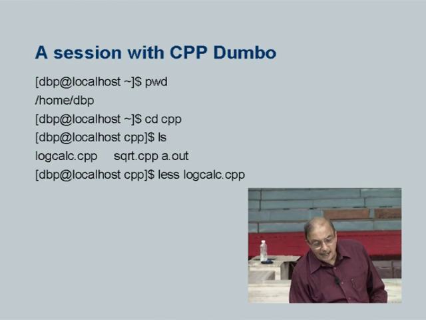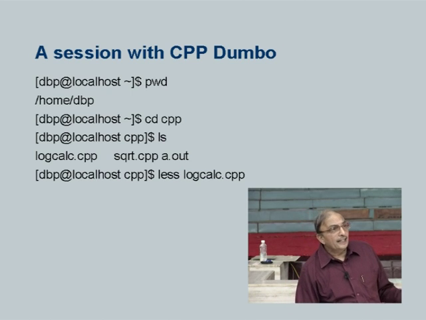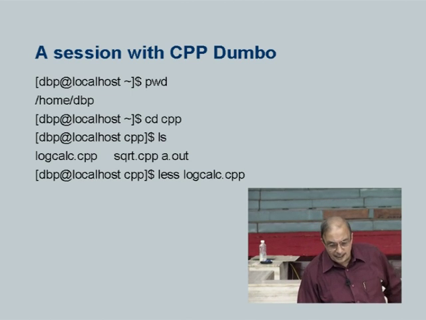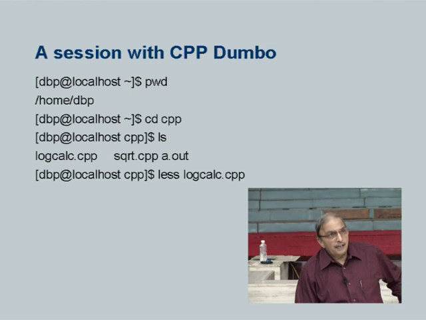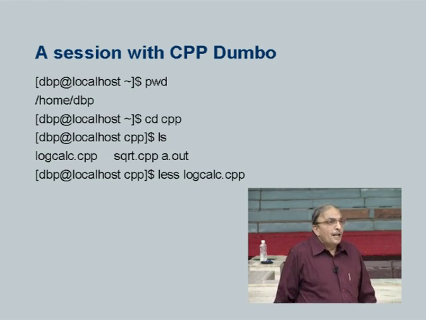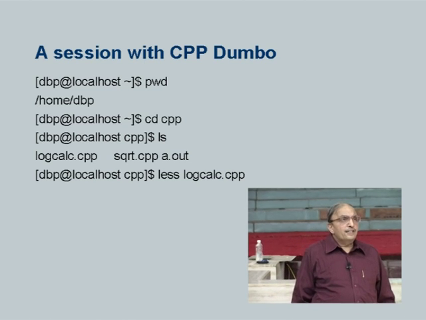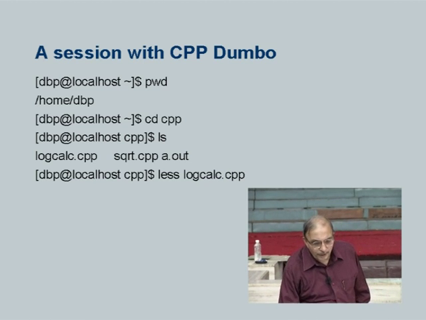When I give it a command LS, which stands for list, it will list out all the files which exist inside that directory or in that filing cabinet. So which are these files? There is a file called logcalc.cpp. As we shall see later in this lecture, logcalc is a C++ program to approximately calculate the natural logarithm of a given number. There is another program called squareroot.cpp.